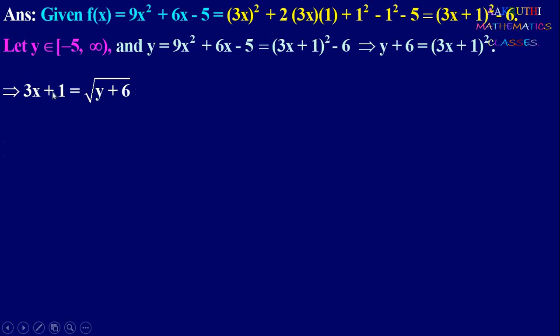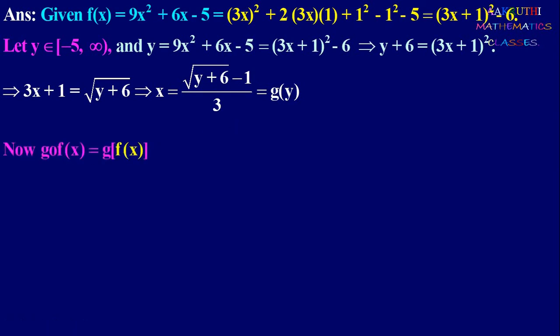You have to solve for x. Take 1 to this side. We get 3x equal to root of y plus 6 minus 1. And we divide by 3. So we get x equal to root of y plus 6, minus 1, divided by 3. And we take this as g of y.